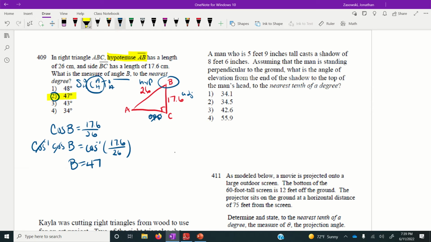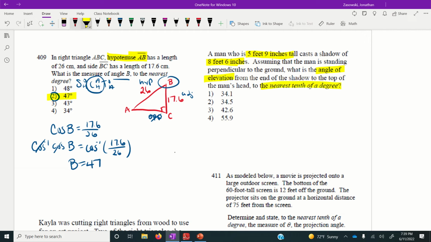Okay, on to the next one. A man who is 5 foot 9 inches tall casts a shadow 8 feet 6 inches long. Assuming the man is standing on perpendicular ground, what is the angle of elevation from the end of the shadow to the top of the man's head to the nearest degree?